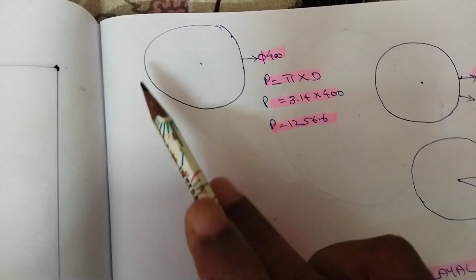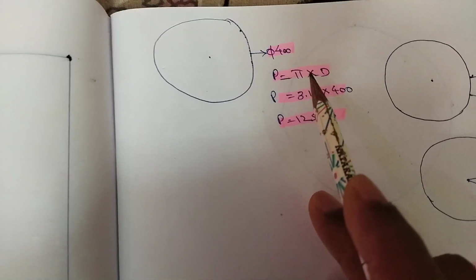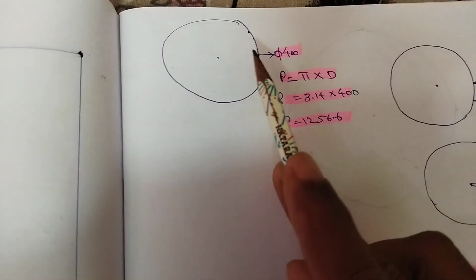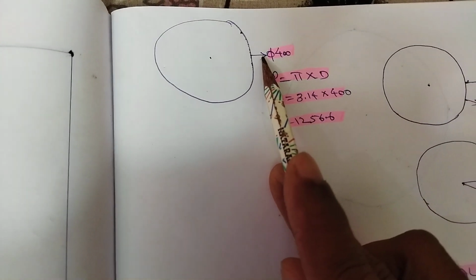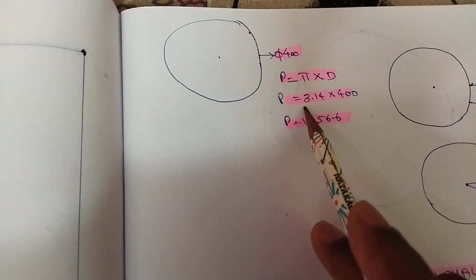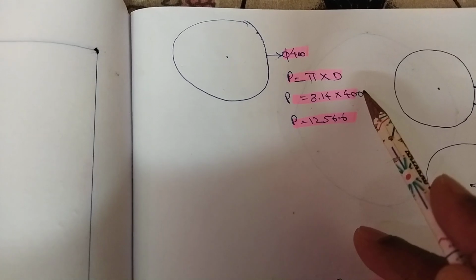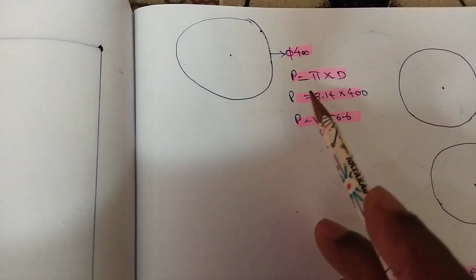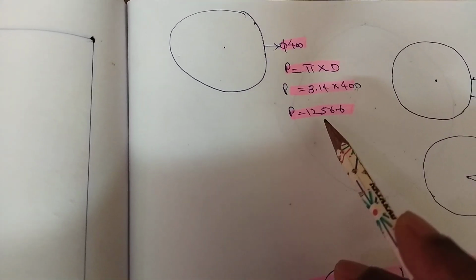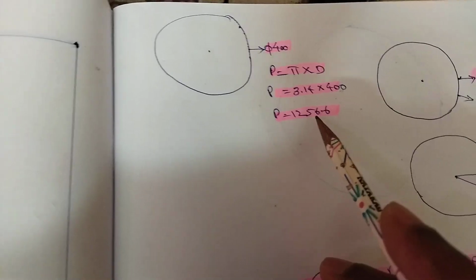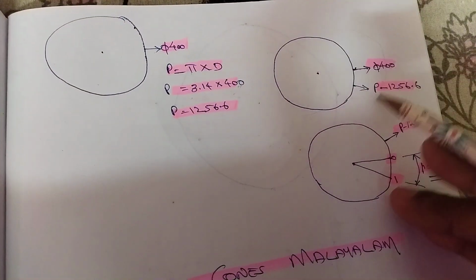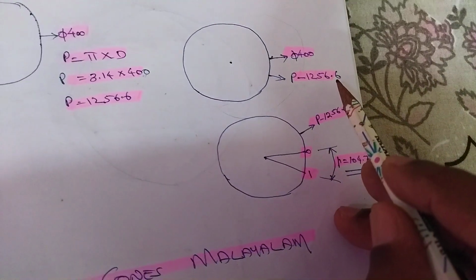For calculating the perimeter, we use the formula pi d. I have taught you it in earlier episodes. It is a 400 dia round. Pi is 3.14, diameter is 400. We do all this without considering thickness. Multiply these two, we will get the measurement 1256.6. That is the perimeter of this round, 1256.6.